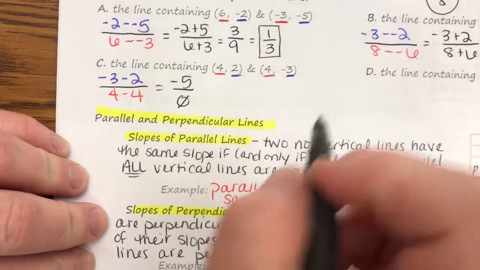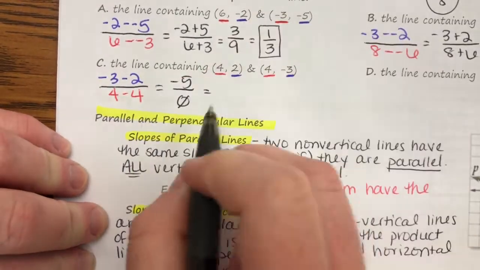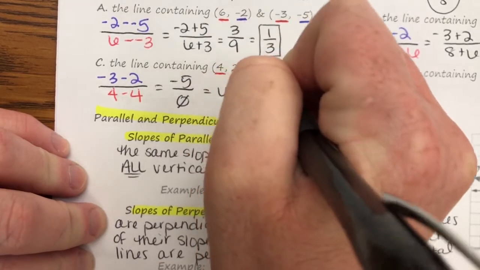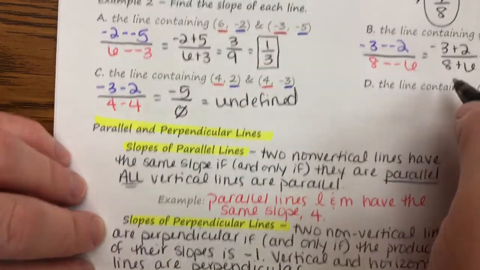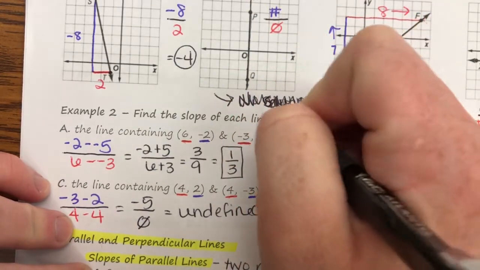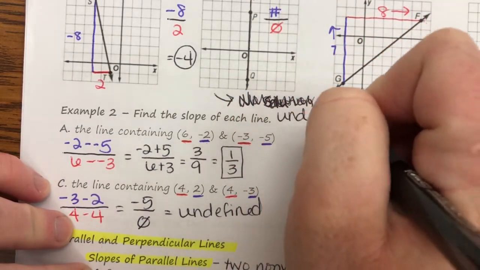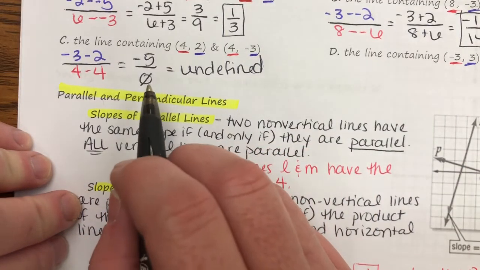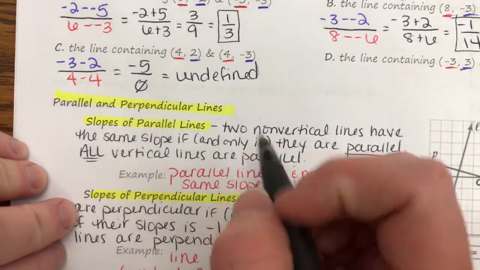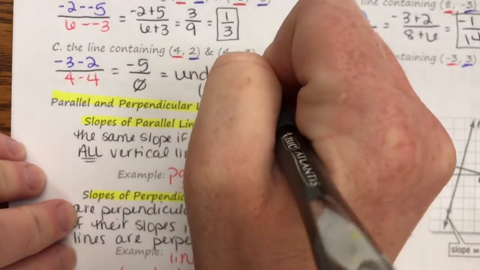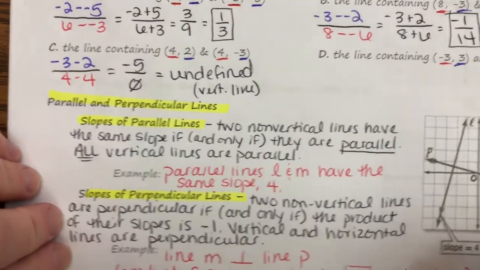It's, oh, that's what we call it, undefined. We call the slope here undefined. I was trying to think of the term earlier. I said no solution. It's undefined. So we have an undefined slope when 0 is on the bottom. And what type of line has an undefined slope? A vertical line. Vertical line. Not that you had to tell that, but just so you remember.